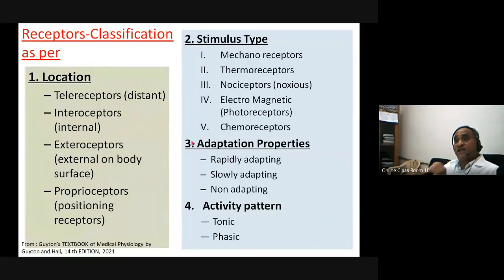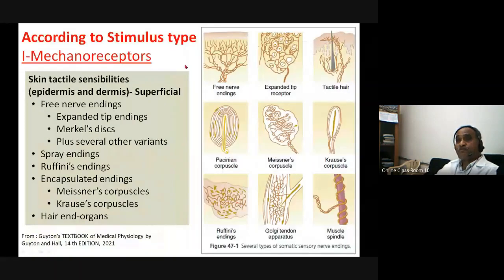They are also classified according to adaptation, whether rapidly adapting, slowly adapting, or non-adapting. They are also classified according to the activity pattern, whether they are continuously giving the information, or giving the information in a burst of activity and then remaining silent. That is the tonic and phasic receptors. So I have already dealt with the location of the stimulus. Now I will look into the stimulus type.